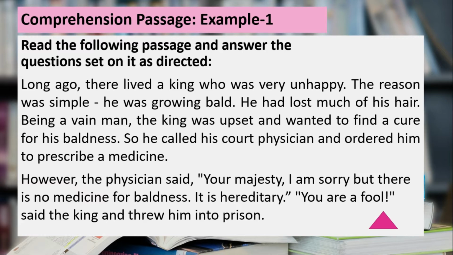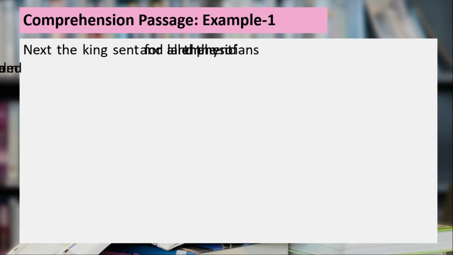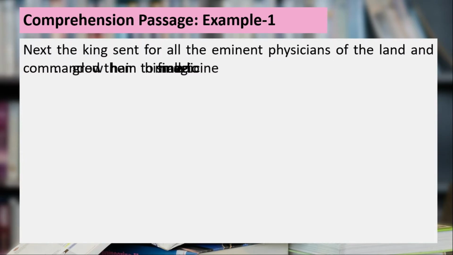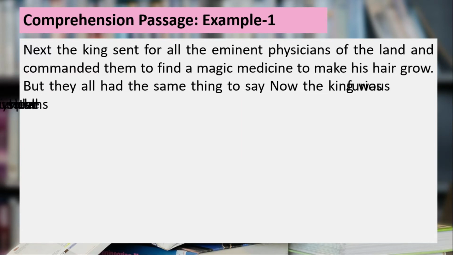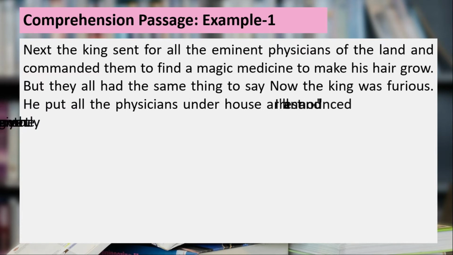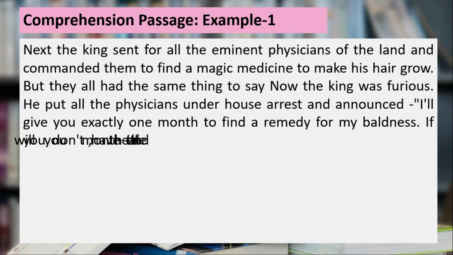It is the best method to go through the passage quickly with skimming. Let's go to the next part. You can see in the next part the further development of the story. The king sent eminent physicians of the land and commanded them to find a magic medicine to make his hair grow. But they all said the same thing, because no medicine is possible.